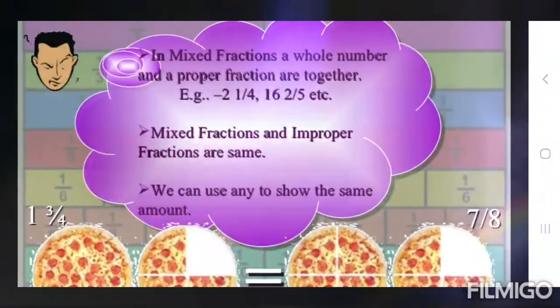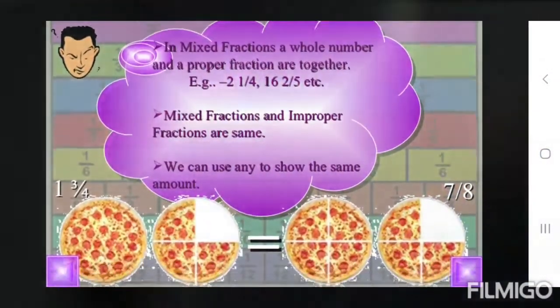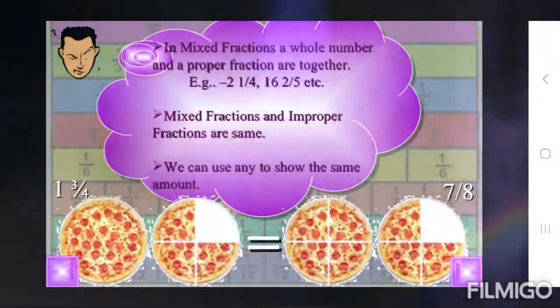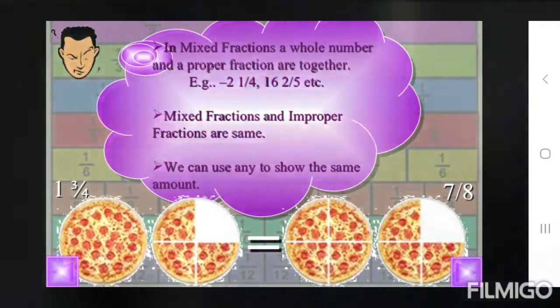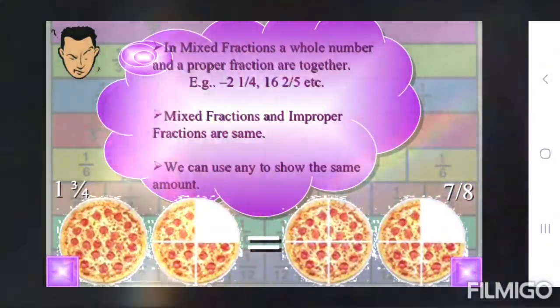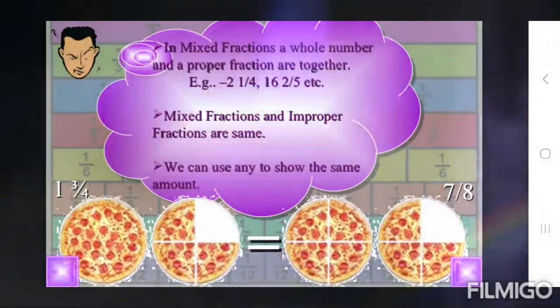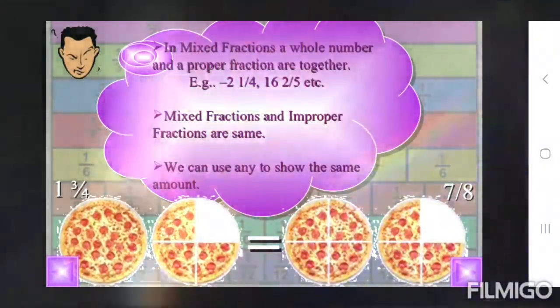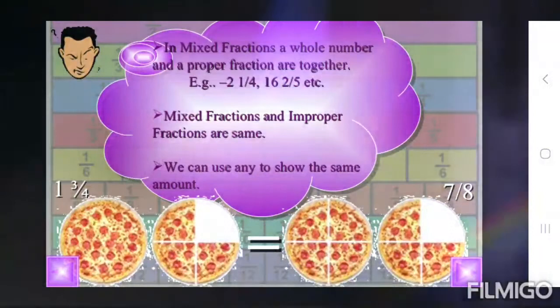Now mixed fractions. In mixed fractions, a whole number and a proper fraction are together. For example, 2, 1 upon 4, 16, 2 upon 5, etc. Mixed fractions and improper fractions are same. We can use any to show the same amount.